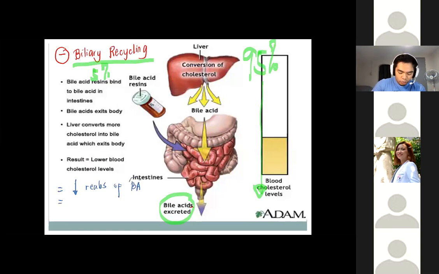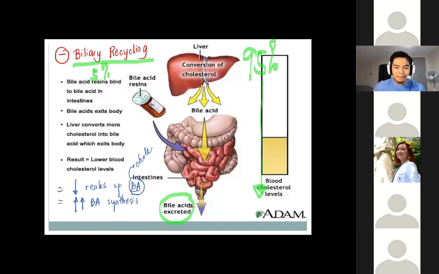Ulit, sa anong compound derived ang bile acid? Yes, that's right. So ito ay derived sa cholesterol. So ano kaya ang pwedeng mangyari? Kapag konti ang bile acid na bumalik sa liver, question, matitrigger ba ang liver na gumawa ng maraming bile acid pag konti ang bumalik sa kanya? Will it stimulate the liver to produce more bile acid? Yes, very good. So it enhances bile acid synthesis.